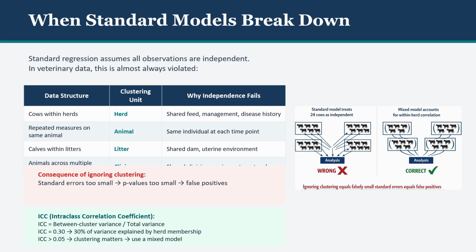The ICC quantifies how serious the problem is. An ICC of 0.3 means 30% of the total variation in your outcome is explained simply by knowing which herd the cow is in, before you've even considered treatment. That's substantial. Above 0.05 and the clustering needs to be accounted for. Below 0.05 and standard models are probably acceptable. The solution is a mixed model. It explicitly models the clustering structure as part of the statistical framework, producing honest standard errors and valid inference.